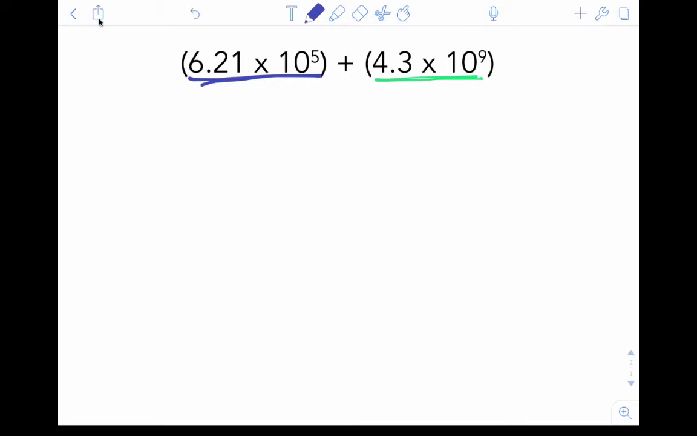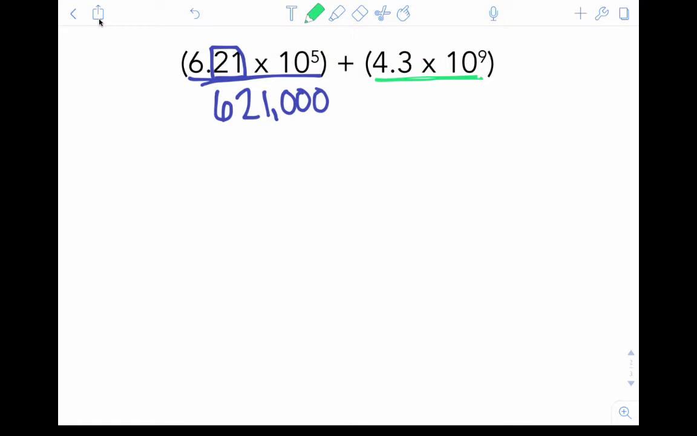Okay, 6.21 times 10 to the 5th. 5 is how many decimal places will move, and it's positive, so it's going to move to the right to create a larger number. I have 2 numbers already to the right of my decimal, which tells me that I'm going to have 3 zeros left over. So I'm going to have 621 with 3 zeros, makes 621,000.